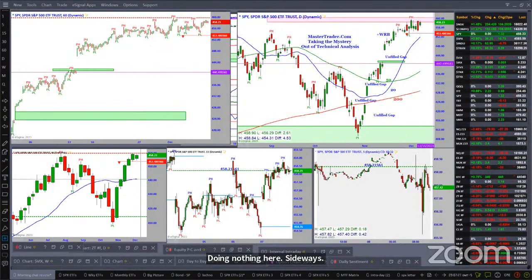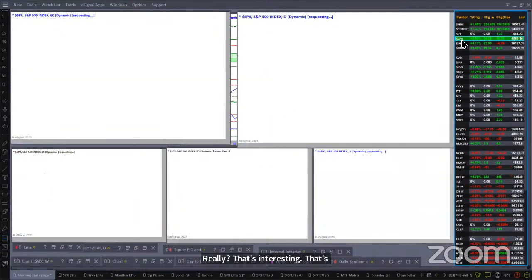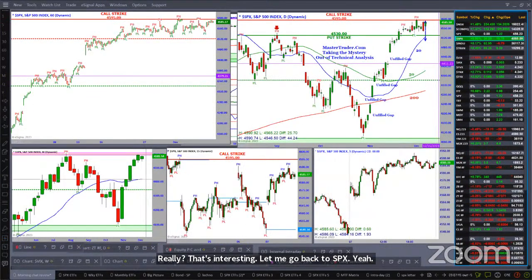SPX today, I'll take a look. Let's see what we got. Really? That's interesting. Let me go back to SPX here. If that's right, that's going to be a no-brainer. I don't know why. I have to check to make sure I'm on today's zero. And it is on zero.